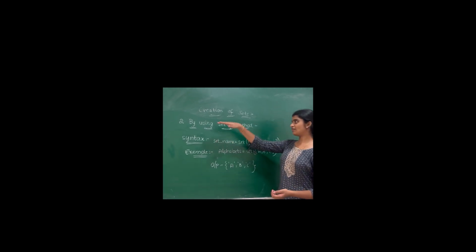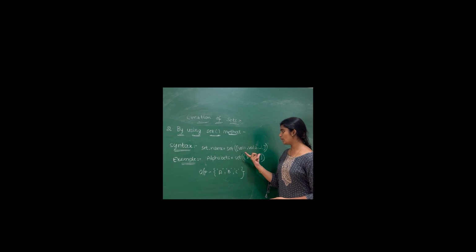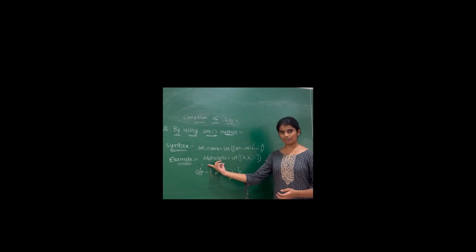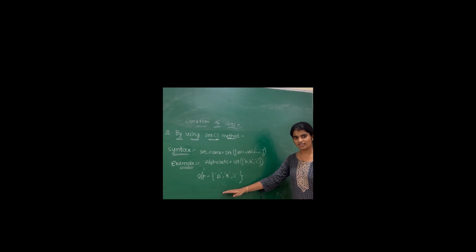In the same way we also have the set method, and in the set method the syntax is that we give a name to the set and later by using the set method we pass the elements in a list. So here is the example for that, and we have given the name as alphabets, and we pass the alphabets in a list by using the set method, and the output is here.